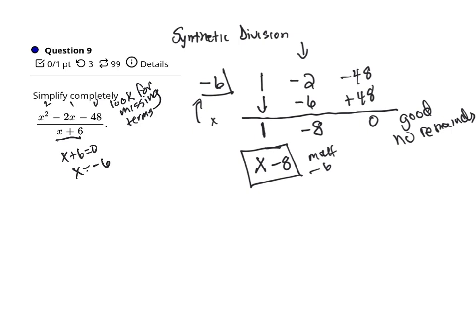let's do right here. We bring this number down, and then multiply this number times that, -6. That goes right there. Then add this column, and that becomes -8, and then multiply it times up here. That's where we get the +48. Add this column, and that's 0, and that's good, no remainder.